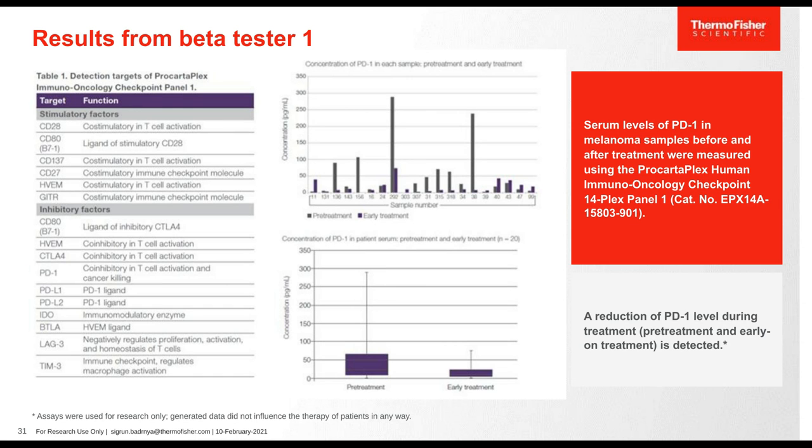Further evaluation of the immuno-oncology checkpoint panel 1 revealed that expression patterns of these soluble markers are dependent on disease state and cancer treatment. As demonstrated by the 2 graphs, a reduction of PD-1 levels was detected in melanoma samples comparing early treatment to pre-treatment.